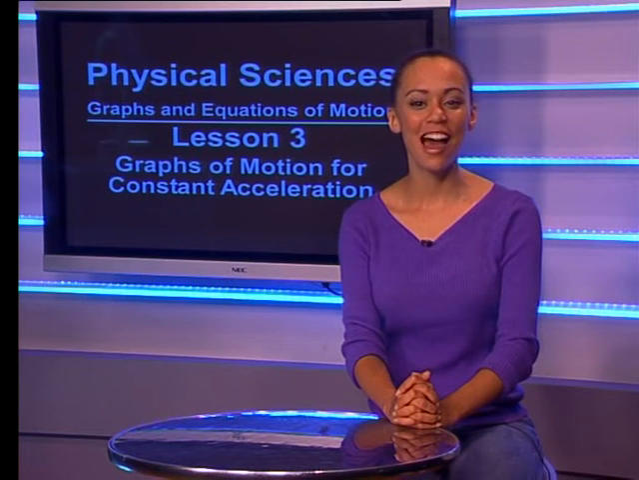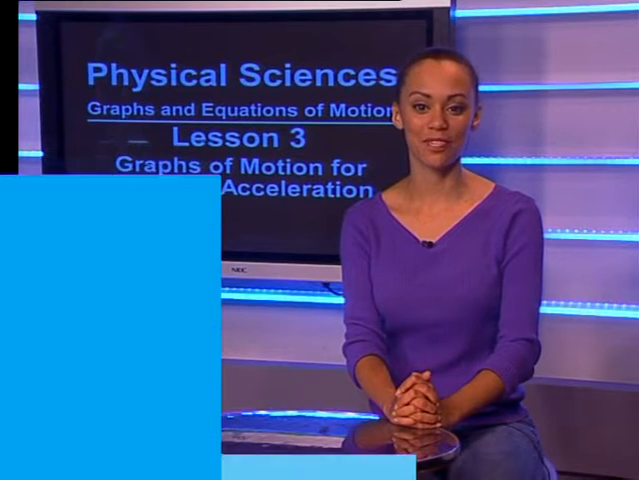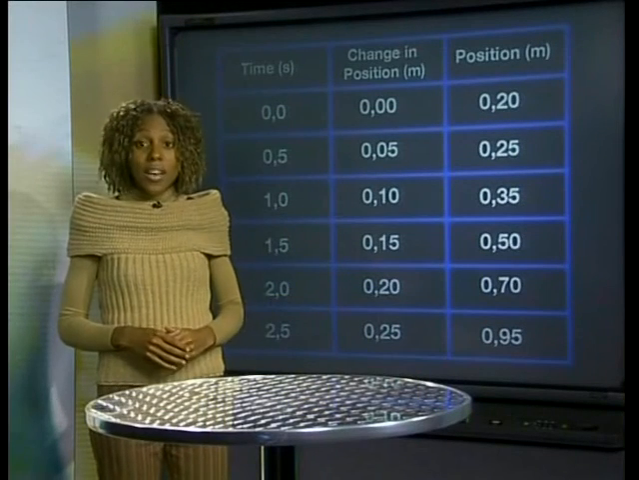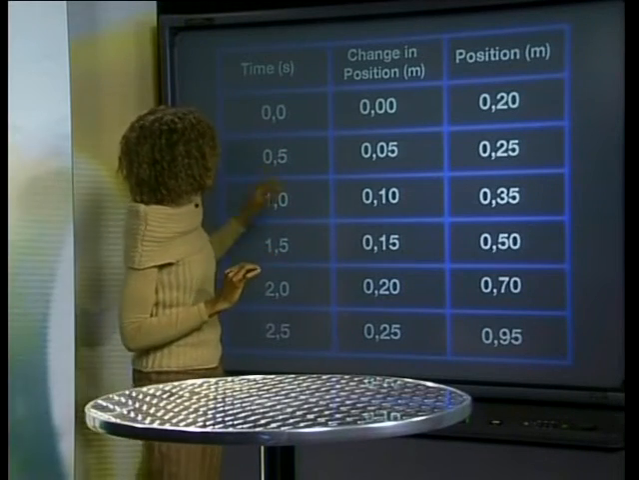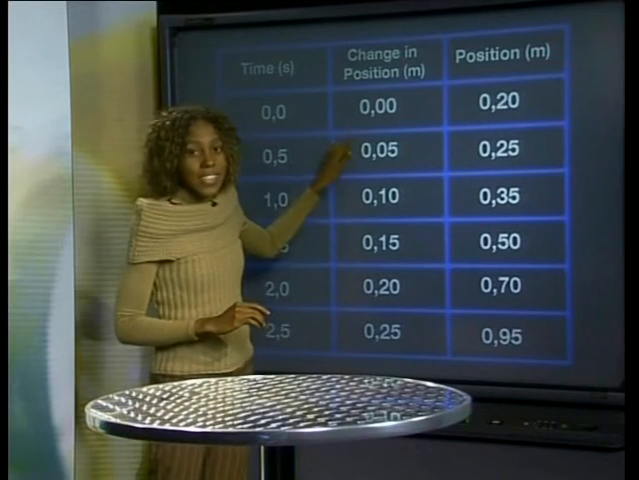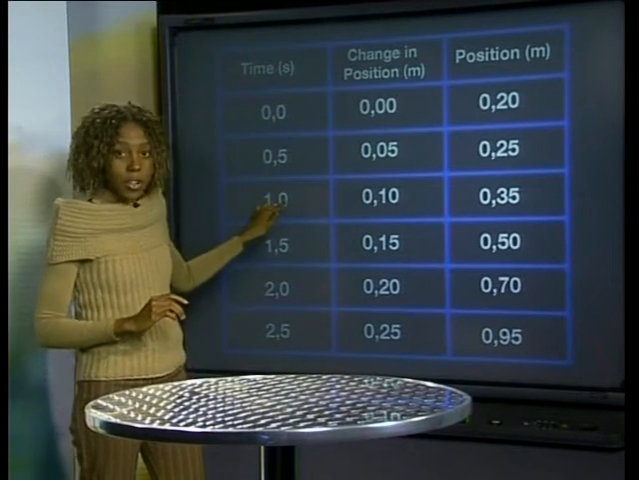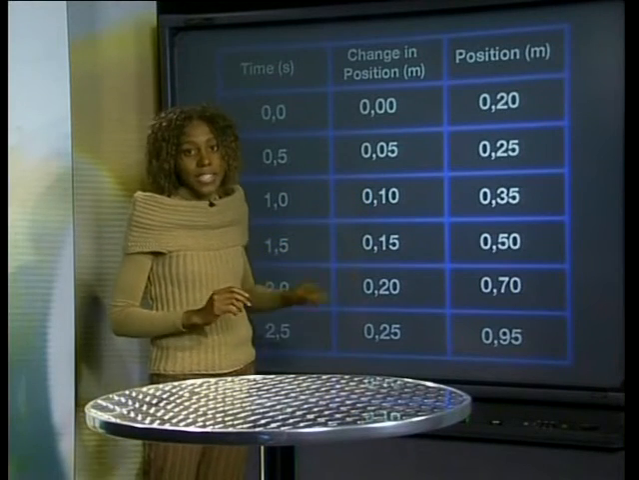We can see from Aaron's experiment that the displacement at each time interval increased. Now let's join Nelly so that we can analyze the results from a table. Here is the completed table of results for the trolley going downhill. In the first half second, the trolley changed position by 0.05 meters. In the next time interval, the trolley was displaced by 0.1 meters.